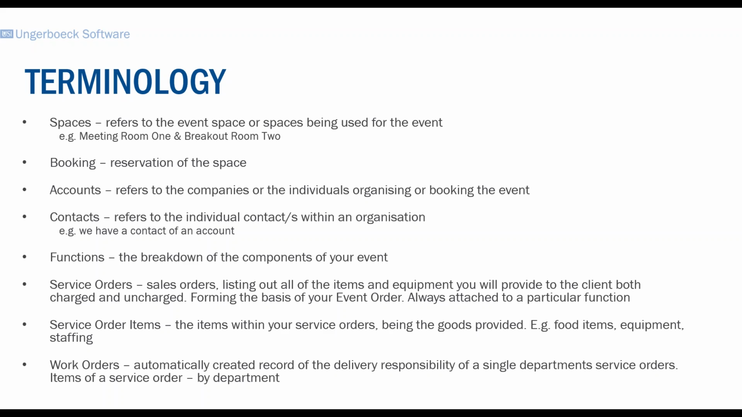Once a service order is created, the system automatically creates a work order, which is essentially a service order broken down into department. So it's essentially a record of the delivery responsibility to a single department. Whilst we won't work too heavily within work orders, as I mentioned, these are automatically created when we add a service order, and it will come into play at the conclusion of the event, when we need to complete and close our work orders. These just list out where your goods are sitting within a single department.